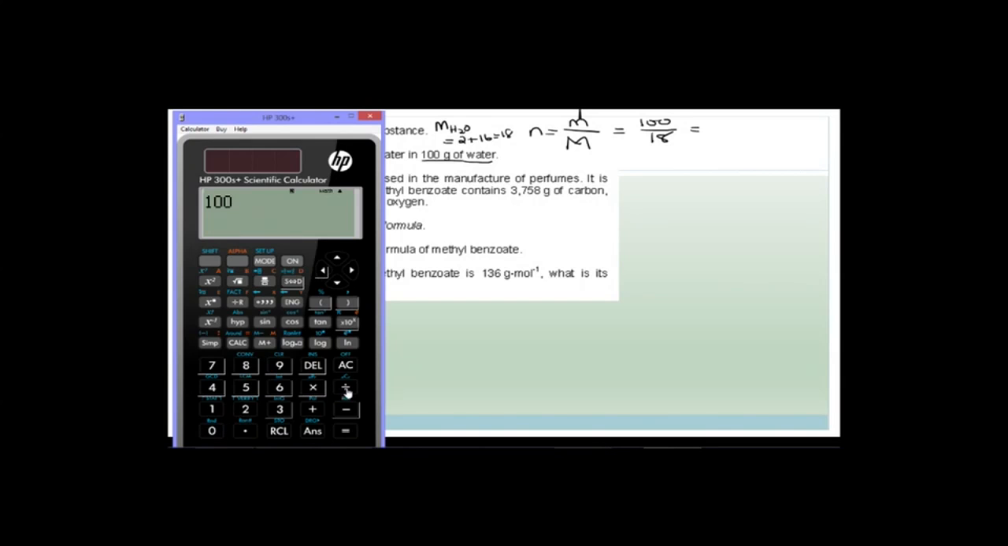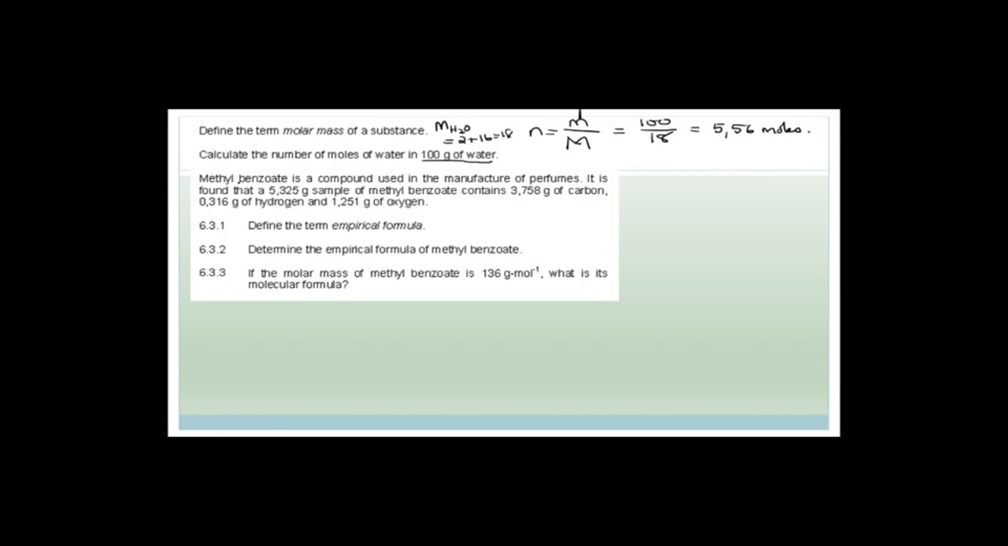Calculate the number of moles of water in 100 grams of water. Okay, well, number of moles is mass over the molar mass. The mass that we're given is 100. The molar mass of water is 2 plus 16. Why is it 2? Because hydrogen's 1, but there are 2 atoms of hydrogen in water. So that becomes 18. So it's just 100 divided by 18. So we need a calculator. And that is 5.56. Why is it 6? Because we're rounding up. So that becomes 5.56 moles.